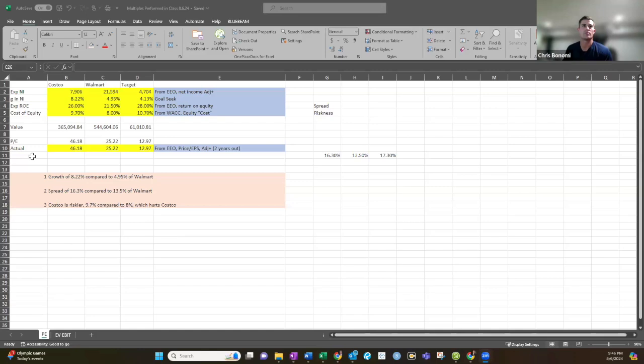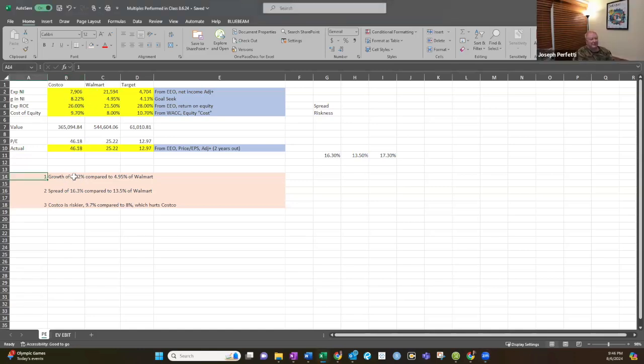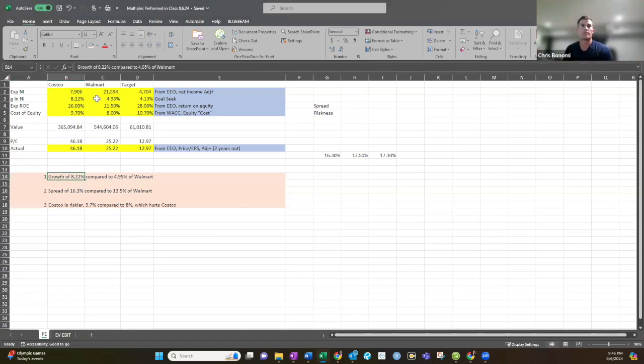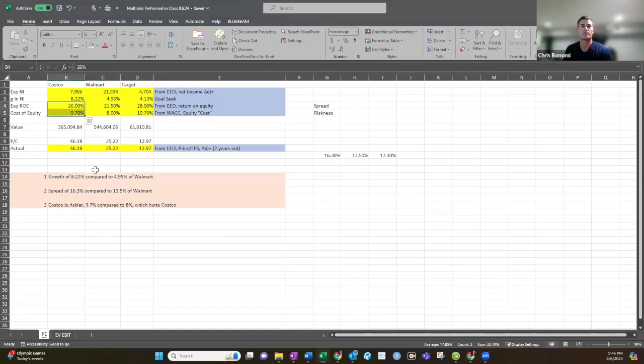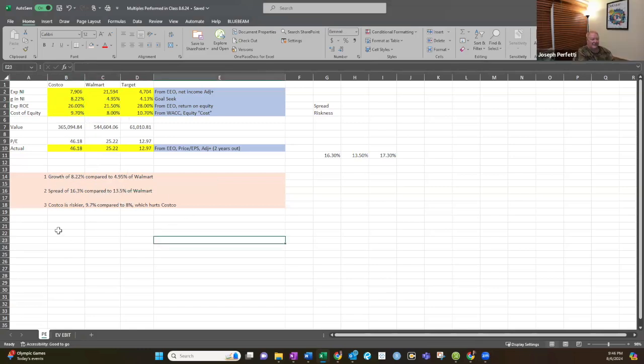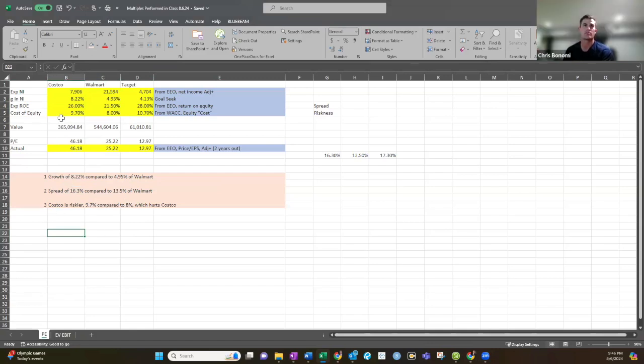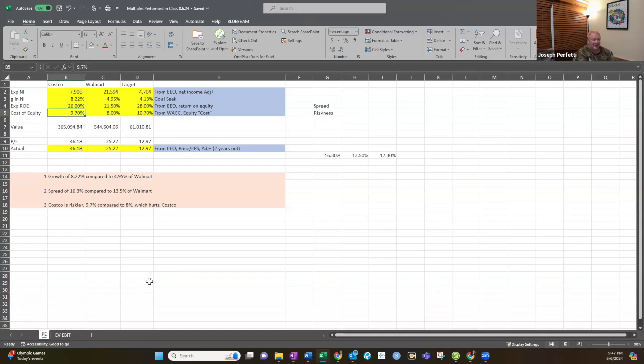All right, the first item we noted was just the growth rate, and we looked at Costco versus Walmart. The growth rate of 8.22 compared to the 4.95. Benefits Costco there. The spread is 16.3 for Costco, 13.5 for Walmart. Benefiting Costco, but the downside for Costco is it is a little bit riskier for the cost of equity, but items 1 and 2 outweigh that. So the 46 PE versus the 25, great. And I like the way you laid it out. That's a good start.